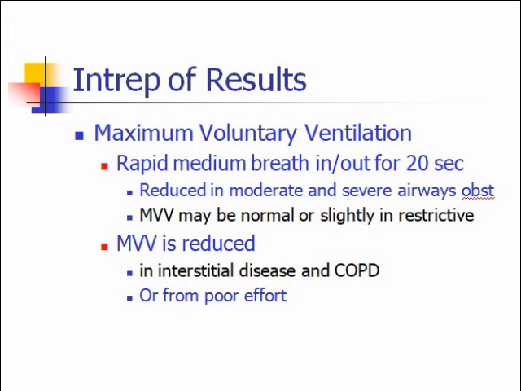Maximum voluntary ventilation is a different type of breathing maneuver. This is where we have the patient breathe a medium-sized breath as rapidly as they can in and out for 20 seconds. Some people will call it huffing and puffing.